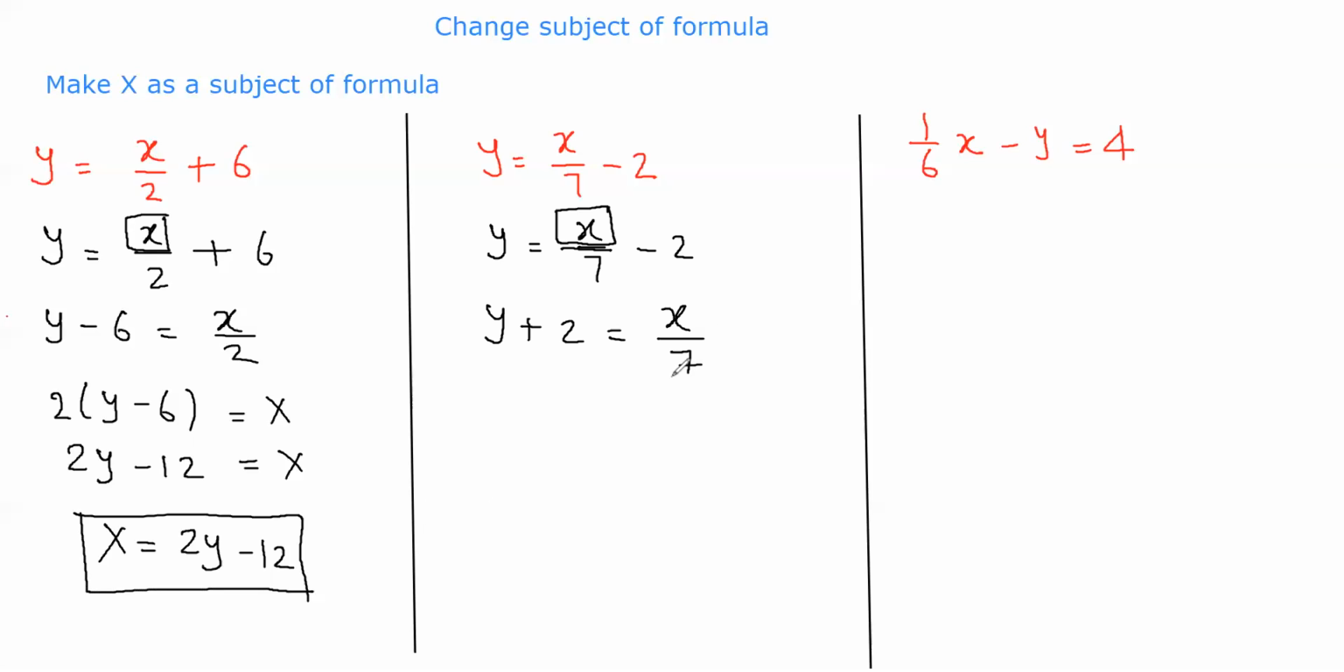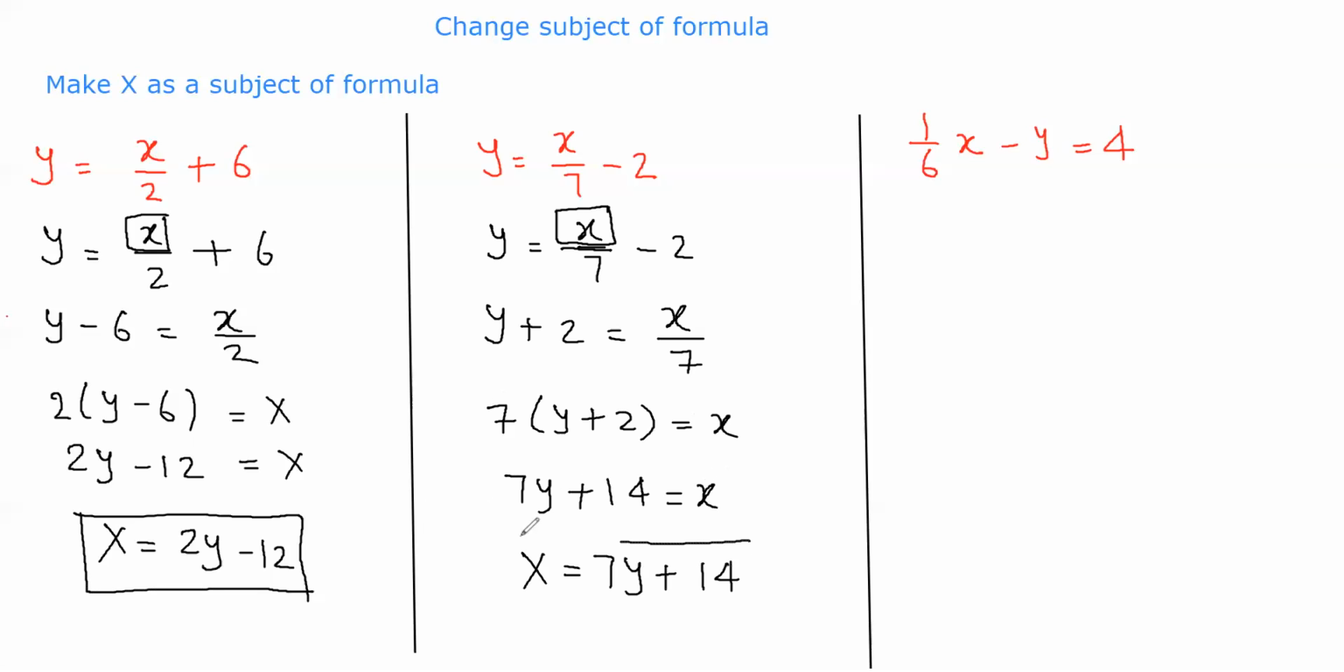Now, this 7 is in divide right now. When we shift it to the other side, that will come as a multiply. So 7 times y plus 2 is equal to x here, which is 7y plus 7 times 2 is 14, equal to x. Or we can write x is equal to 7y plus 14. So this is the answer for this particular question.